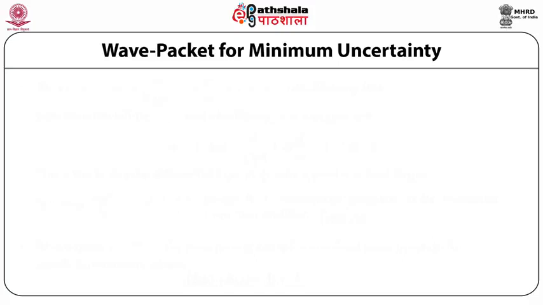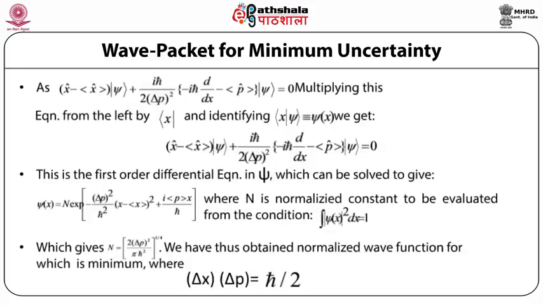Wave packet for minimum uncertainty. Now, the relations that we have obtained for operator E and operator F, when we substitute these relations in the equation obtained earlier, then we can rewrite the equation for uncertainty as (operator x minus expectation value of operator x) acting on the state psi plus iota times h cross by twice delta p square, whole times (minus iota times h cross times derivative with respect to x minus expectation value of operator P) acting on the state psi, and this should be equal to 0.